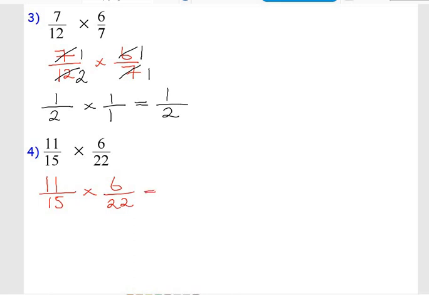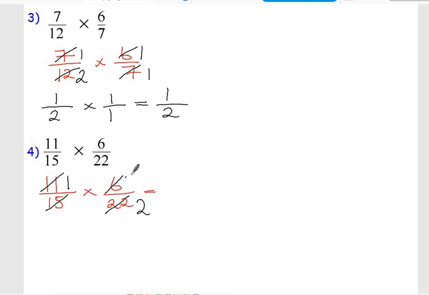Looking at our cross cancel, so if I go this way first, like I've been doing, is there a number that goes into 11 and 22? Yes, there is. 11 goes into them both. 11 goes into 11 once, 11 goes into 22 twice. Then, if we look at the other diagonal, 6 and 15, what's the highest number that goes into both of these? The highest number that goes into them both is 3. So, we can cancel them down.